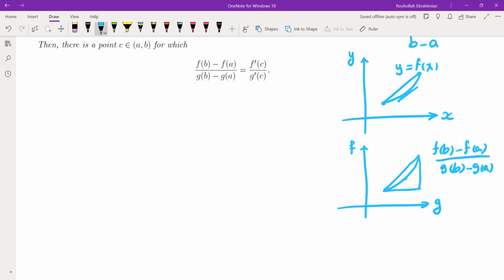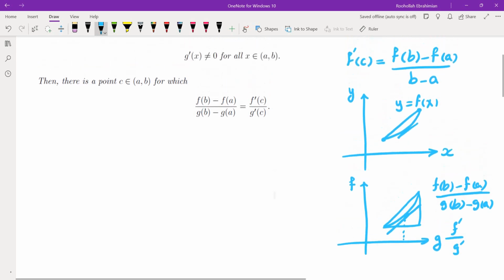And then the slope at this point, when you are taking the derivative of f with respect to g, would be the derivative of f over the derivative of g. So it makes sense that there should be something similar for two functions rather than one function, and the other function is basically the function x. So if you replace the derivative in the denominator, if you replace 1 by g prime, this is essentially an extension of the mean value theorem.